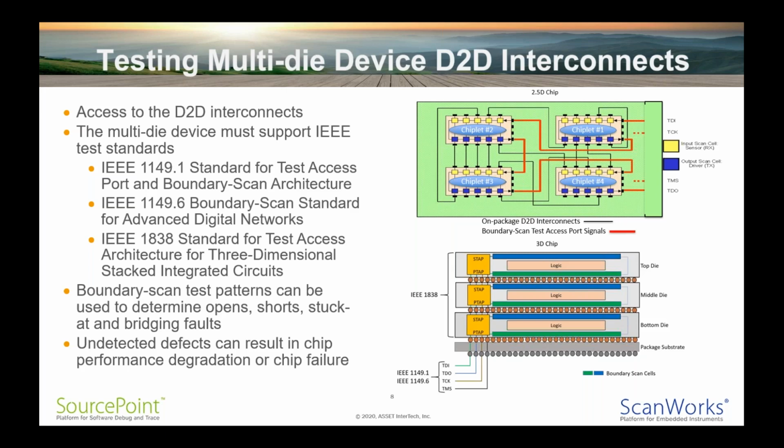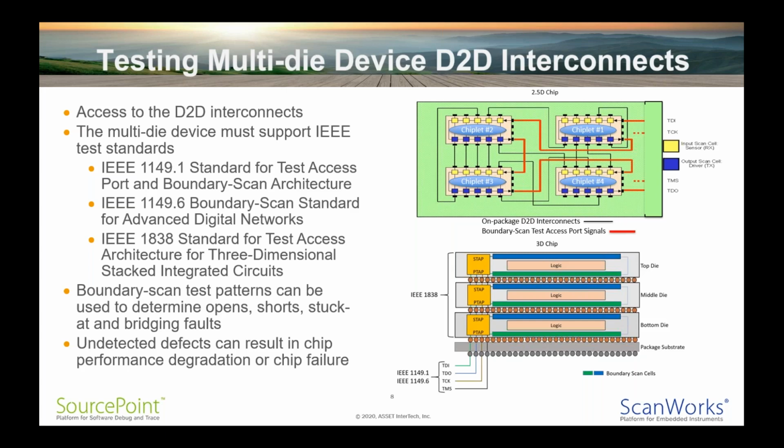integrated circuits. Boundary scan test patterns can be used to determine opens, shorts, stuck-ats, and bridging faults. Undetected defects can result in chip performance degradation or chip failure. Since multi-die devices and die-to-die interconnects are reminiscent of interconnects between chips on a printed circuit board, test methodologies that apply to printed circuit boards can apply to testing multi-die device D2D interconnects.